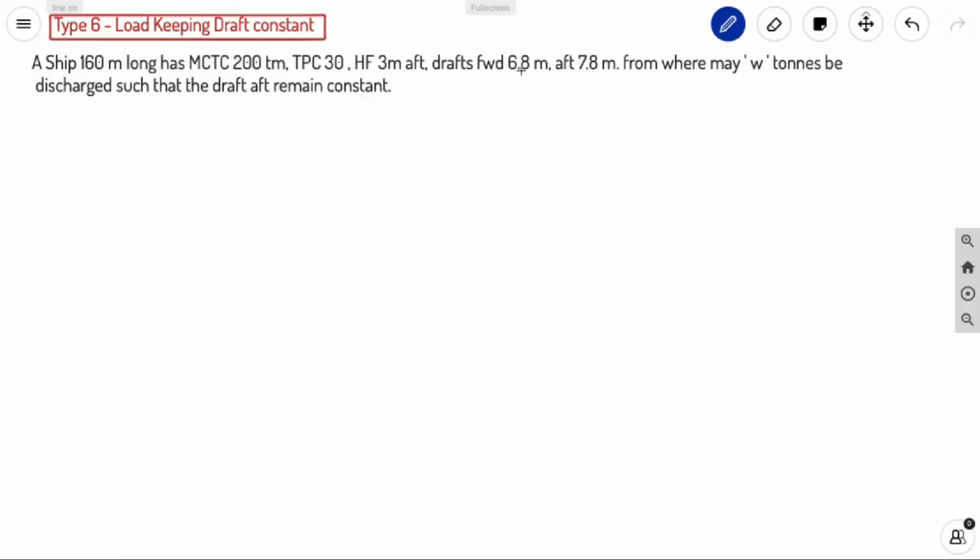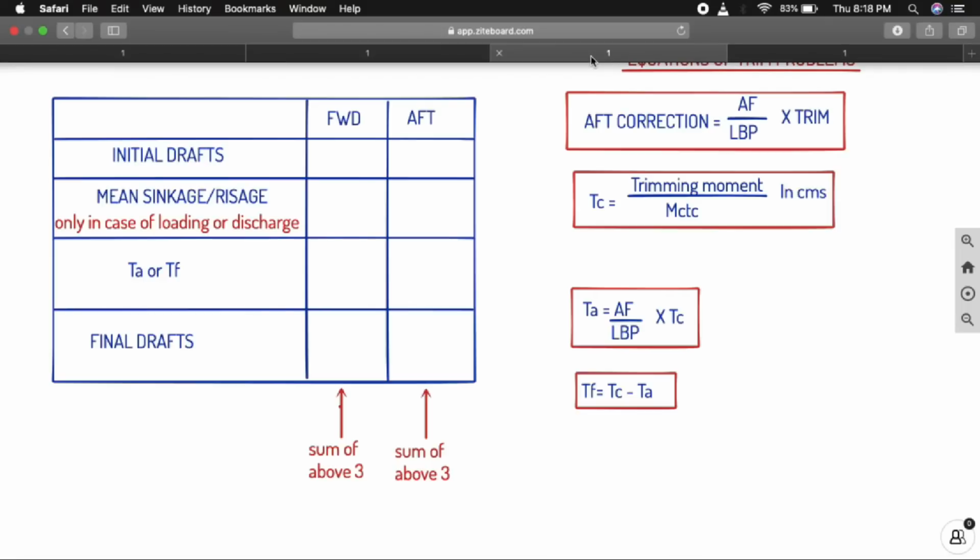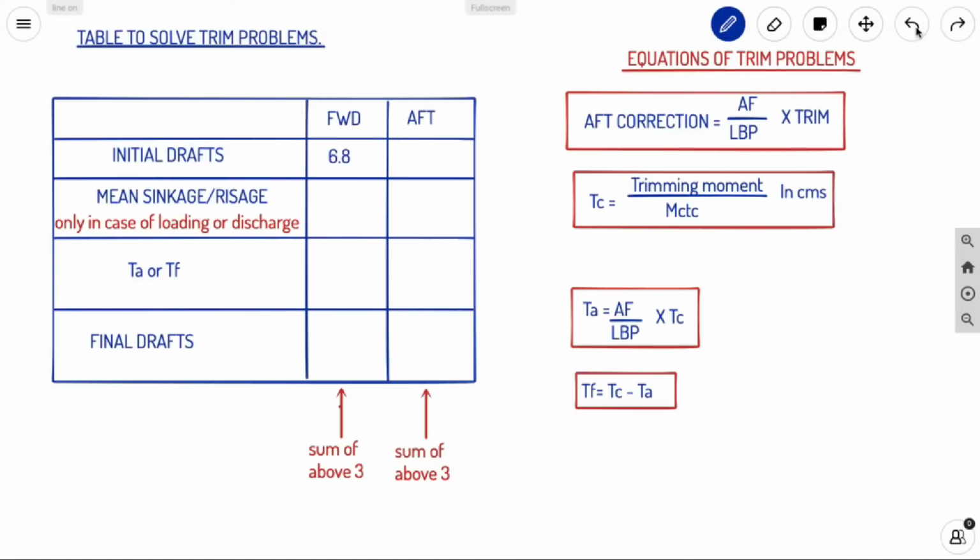So we know our initial drafts are 6.8 and 7.8, and our final aft draft is the same as the initial draft, that's 7.8. So let's go into our table. Initial draft 6.8 and 7.8. Also, in the question it is given that after the operation of W tons being loaded, your aft draft should be the same. That means your initial aft draft and final aft draft should be the same.